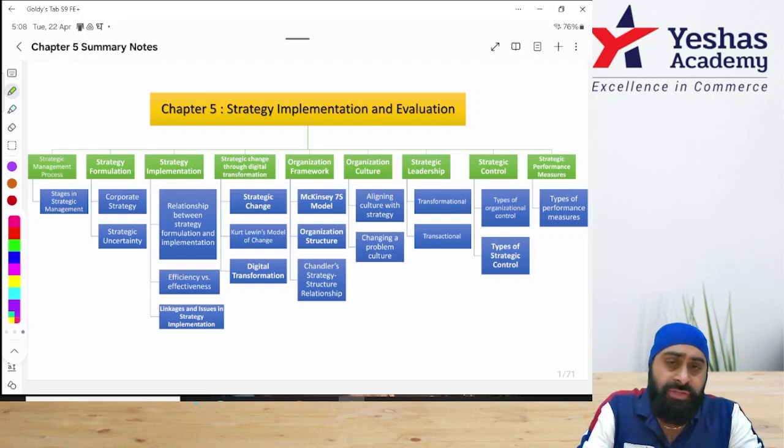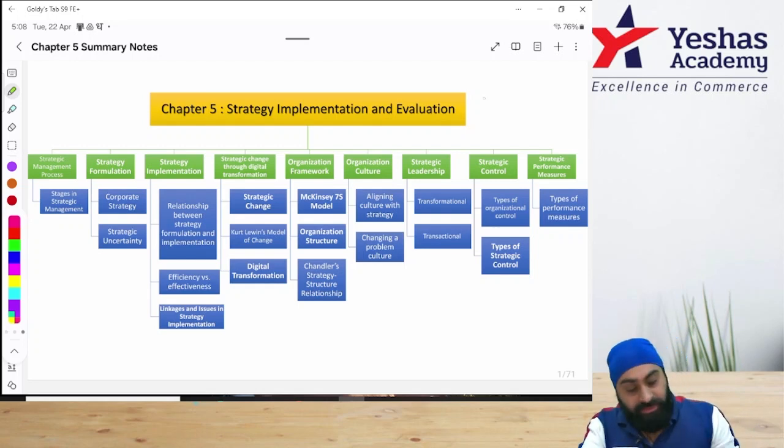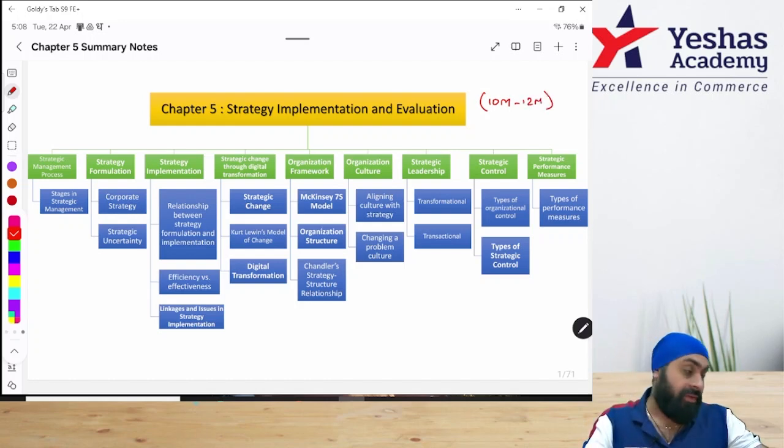So guys, we're going to start with chapter number 5, the revision and the summary of this chapter. Let me just tell you, as usual, your institute does not tell us how many marks it is. It says 15 to 20%, which means it may be somewhere around 10 to 12 marks. That is what I've told you in every lecture, every chapter. Please follow the same.